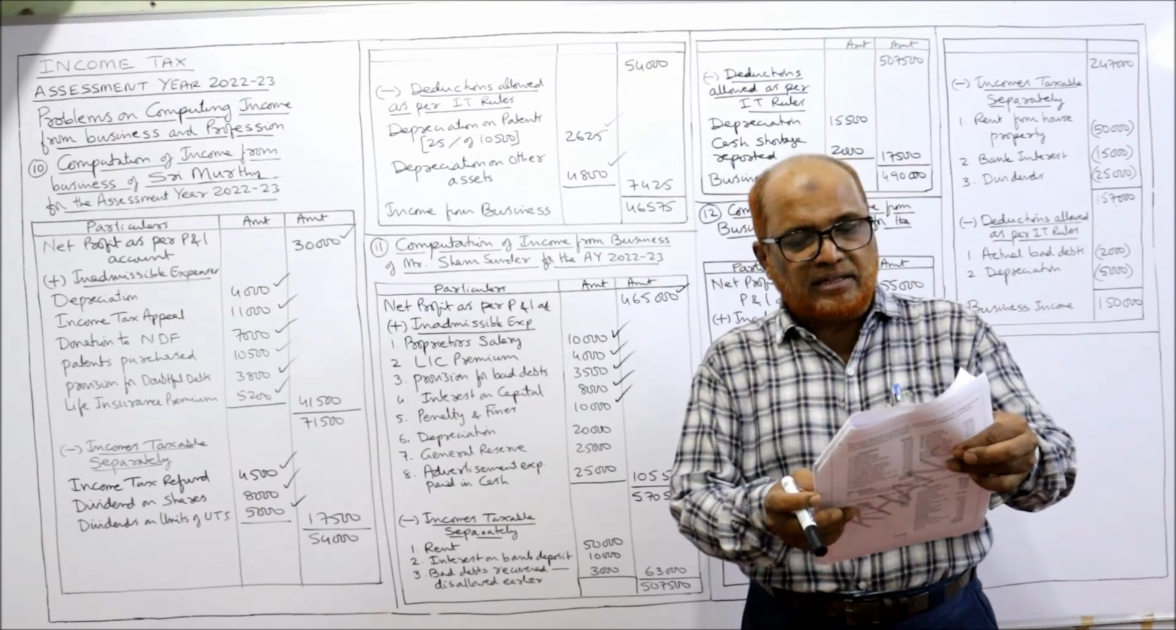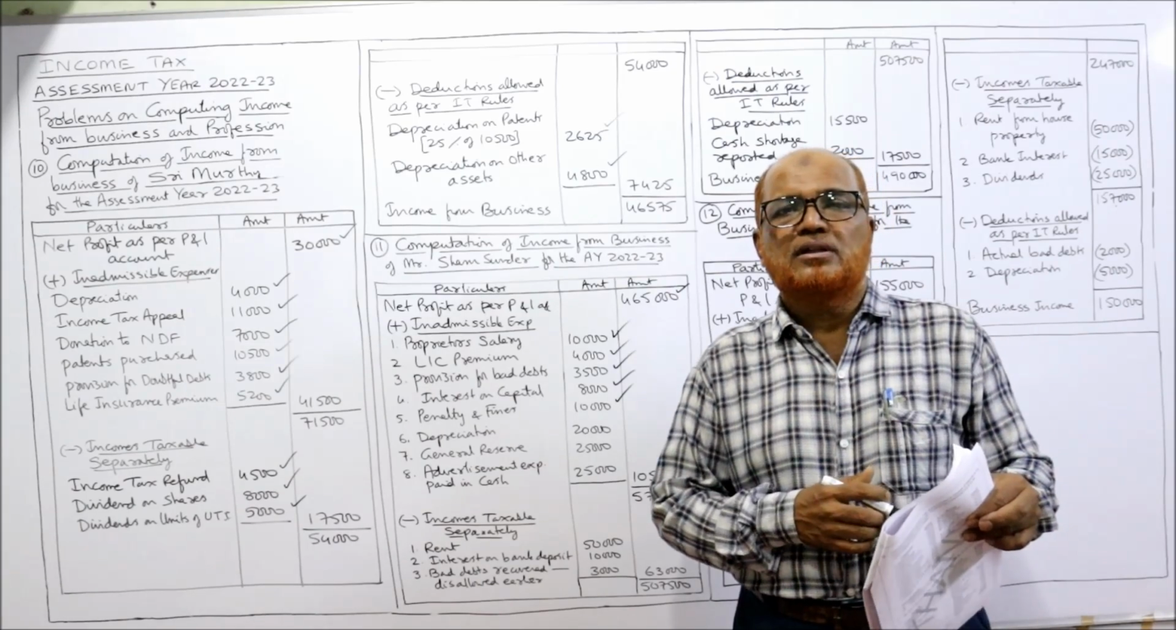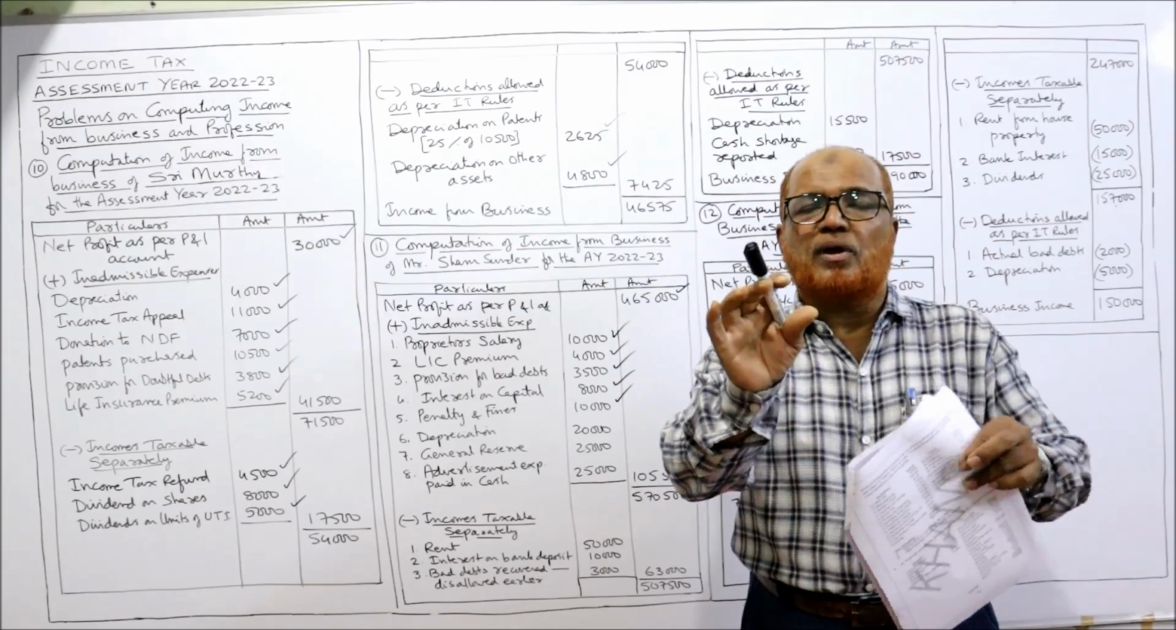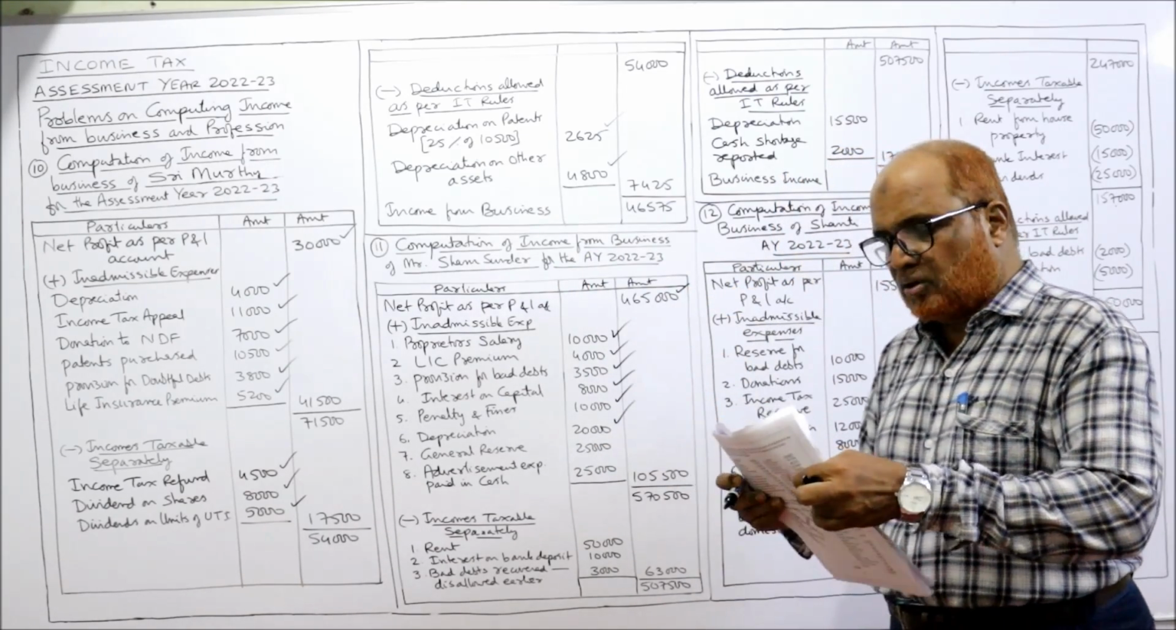Depreciation allowed as per IT rules is 15,500. That is given in the adjustment, and that is allowed. Whereas depreciation of 20,000 debited to profit and loss account is disallowed. So here depreciation of 20,000 is disallowed.